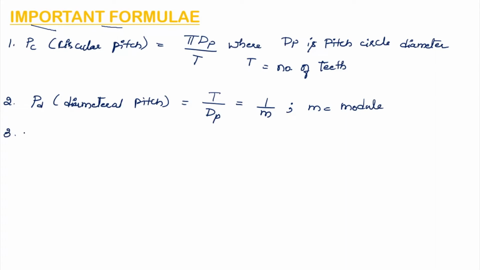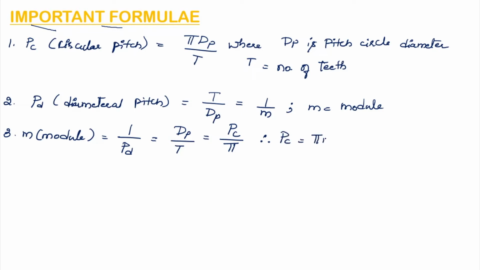The third one is the module m. So the formula for module is 1 by PD, that is the diametral pitch, or we can write it as dP by T, or we can write it as PC by pi, the circular pitch. Therefore PC is equal to pi into m, and dP we can write as m into T.